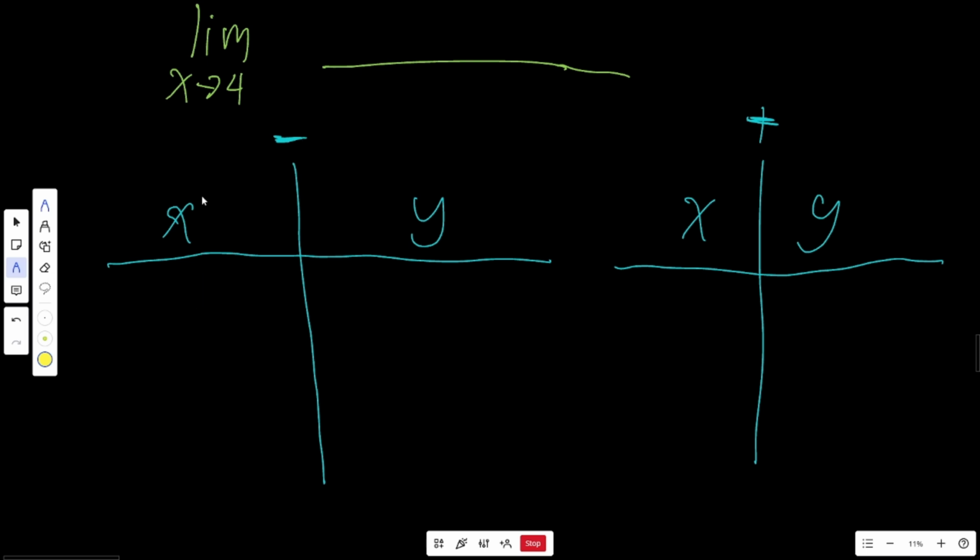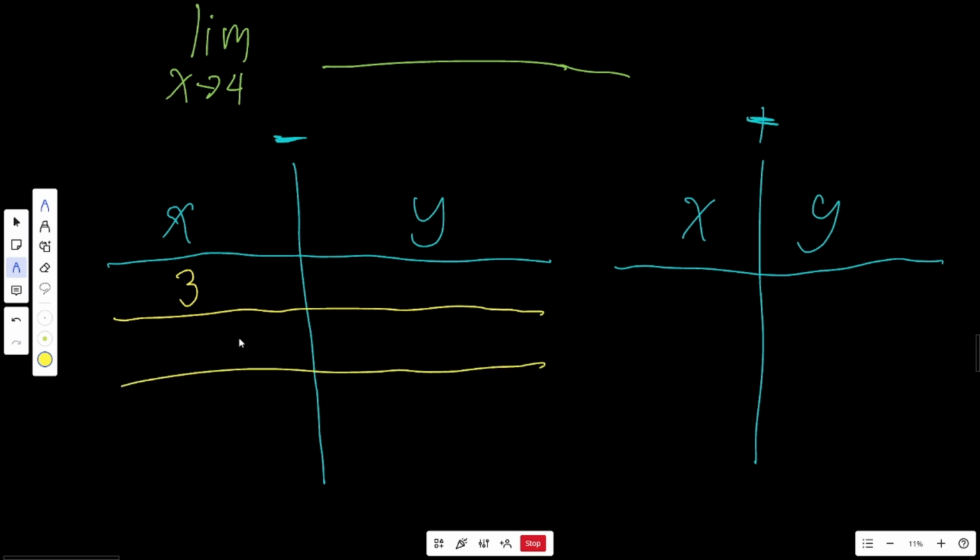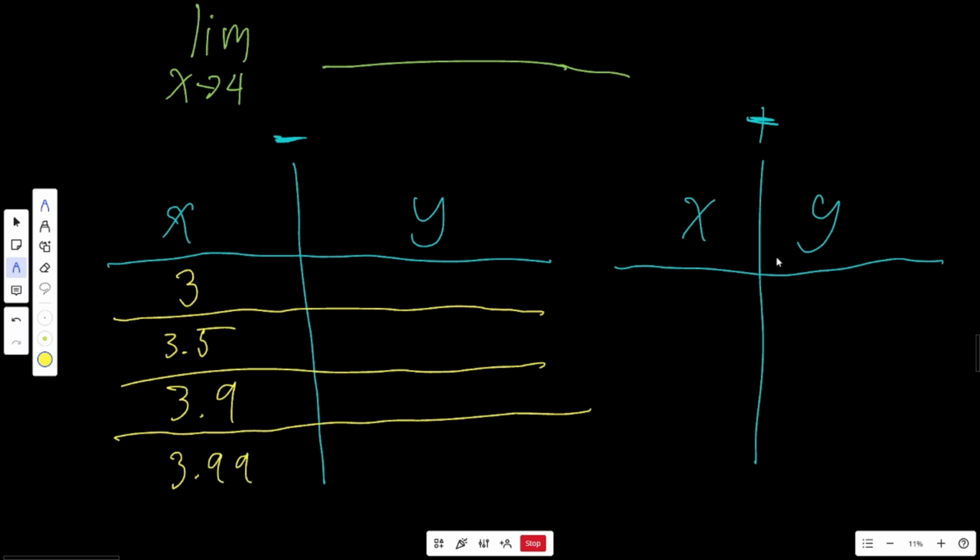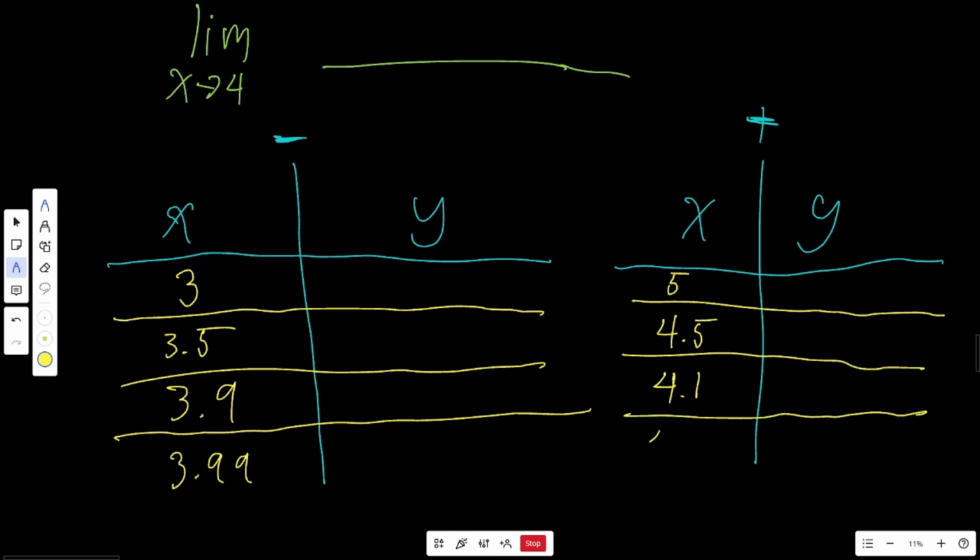So a far number, or a technically far number from 4 would be 3. And then we can go a bit closer. We can go perhaps 3.5. Maybe we can go 3.9. And then here we can go 3.99. And from the right side, we'll be getting infinitely close to 4 from the right. So we need to pick a number that's greater. We can go with 5. Then we can go 4.5 because we're getting closer to 4. We can go 4.01. Oh no, 4.1 rather. And 4.01.